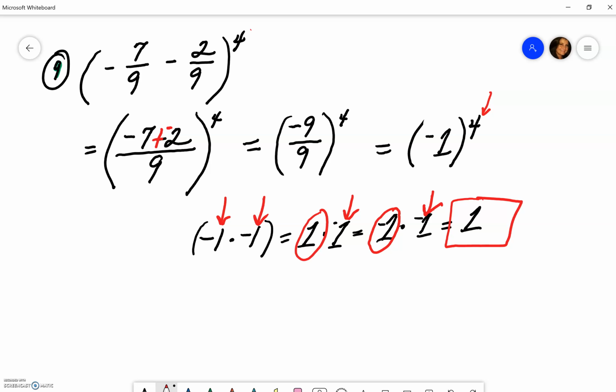answer. So now we're going to move on to the next video, which is section 4.7.